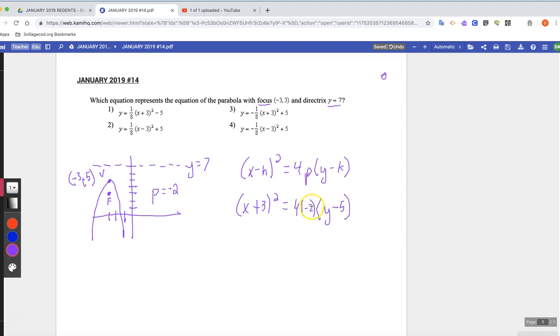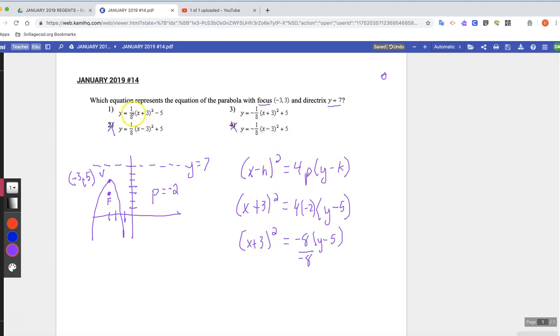This is the equation of our parabola, but now we have to get it to match up to the choices here. You'll notice that in all the choices, y is by itself. So 4 times negative 2, I'll clean that up first. That equals negative 8. And to get y by itself, we're going to have to divide both sides by negative 8. Now you'll notice that it should be x + 3, so I'll eliminate choices 4 and 2 because they're saying (x - 3) squared. That can't be, it should be (x + 3) squared.